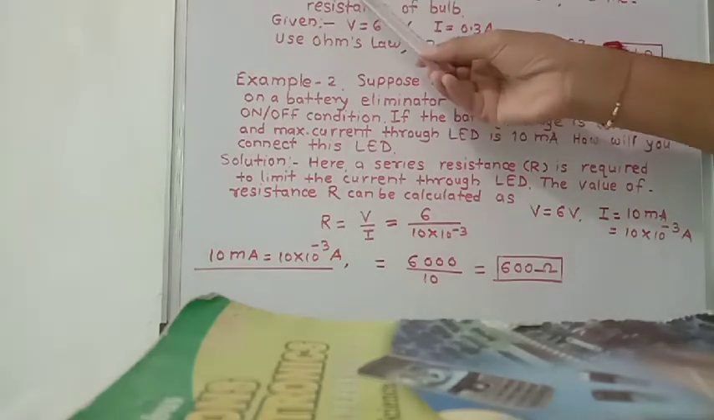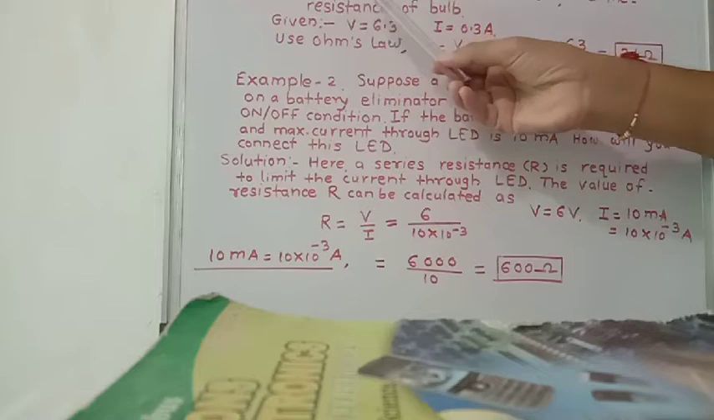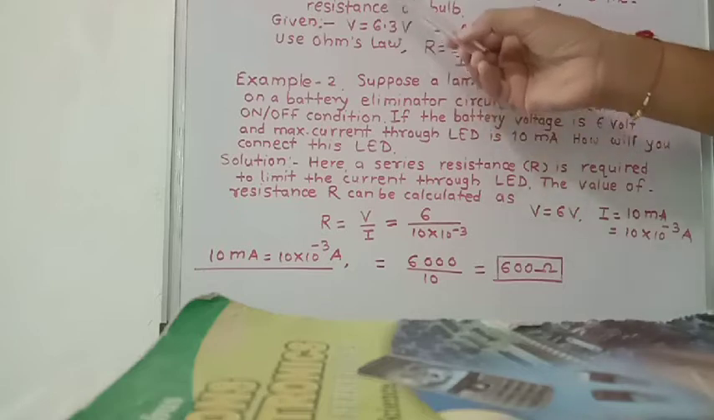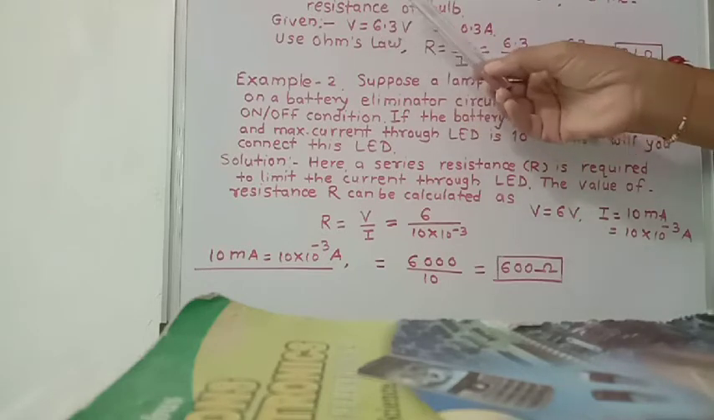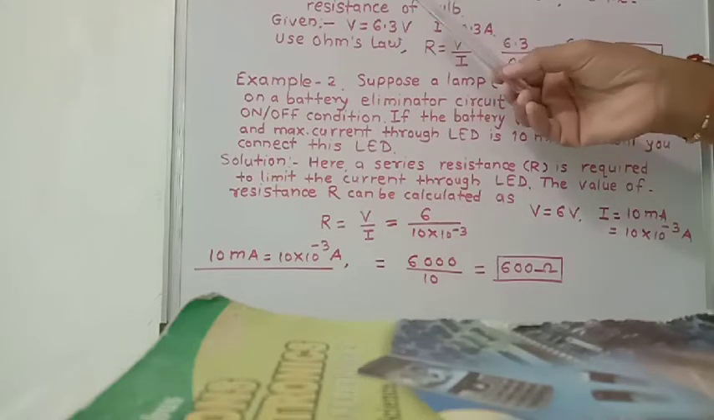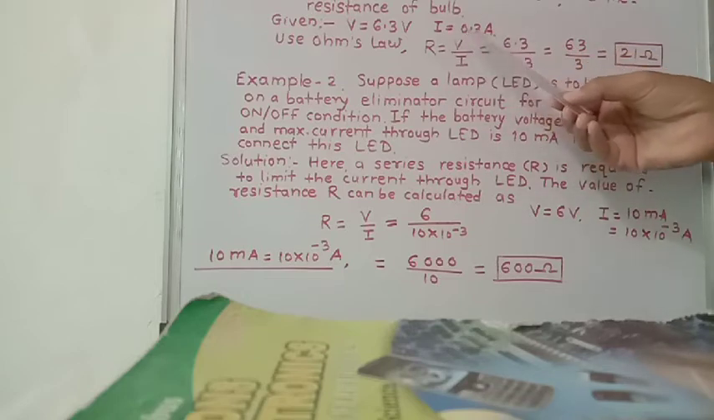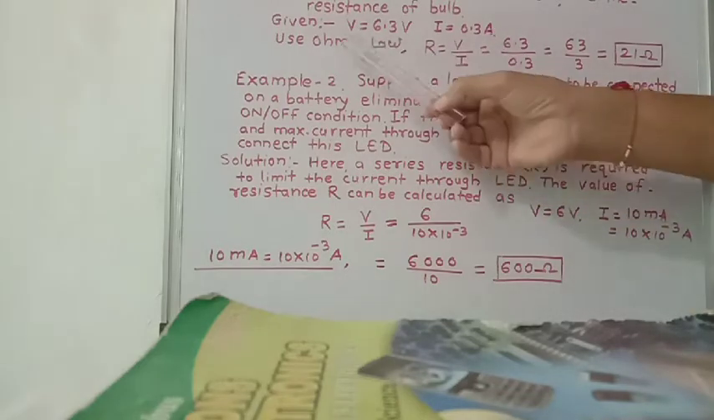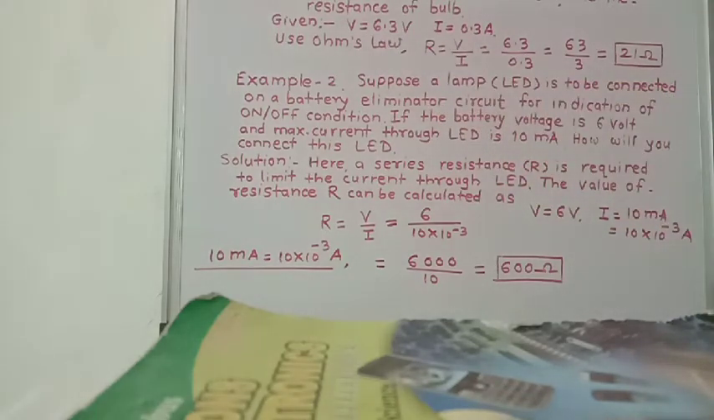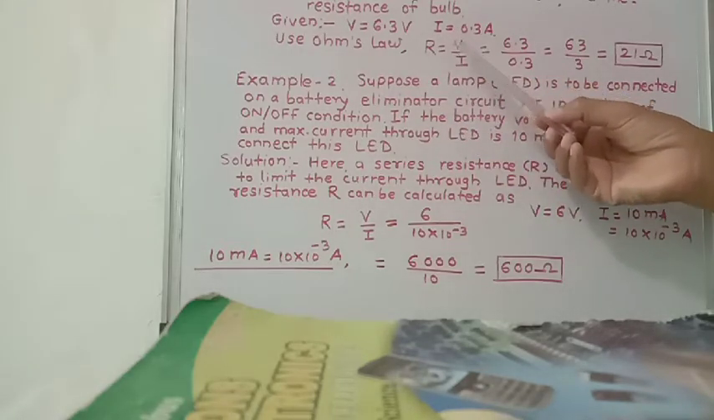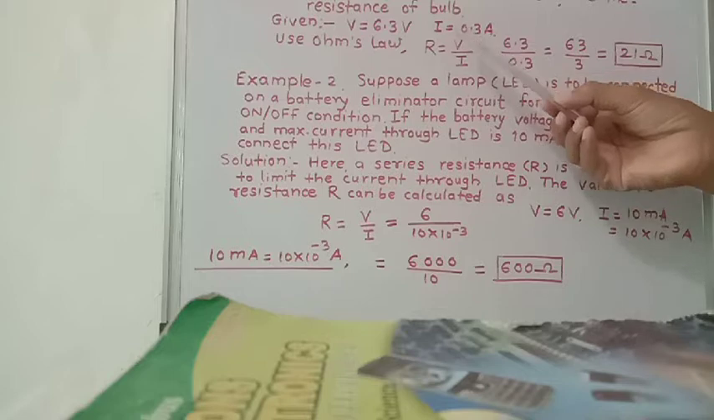So here the voltage of the bulb is given. It is 6.3 volt, that is V is equal to 6.3 volt. The working voltage of a bulb is 6.3 volt and it draws 0.3 ampere current, means the current passing through the bulb is 0.3 ampere. So I is equal to 0.3 ampere and V is equal to 6.3 volt. Then use Ohm's law. According to Ohm's law, R is equal to V upon I.